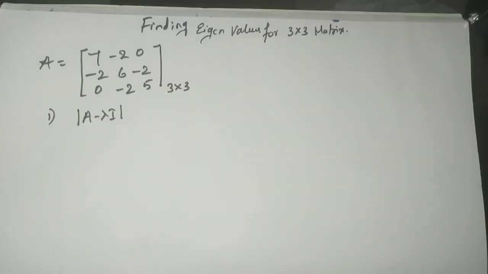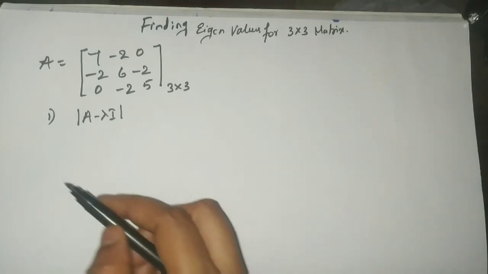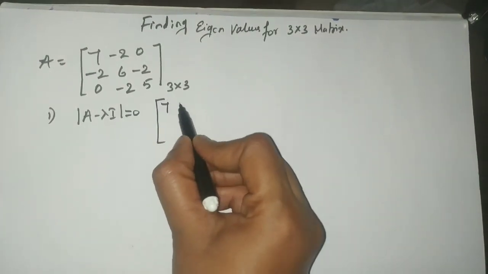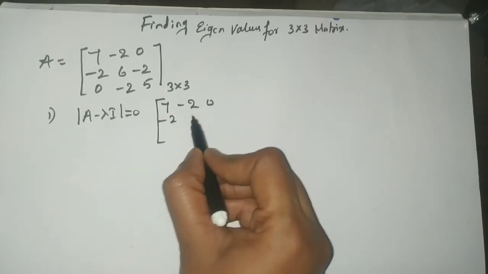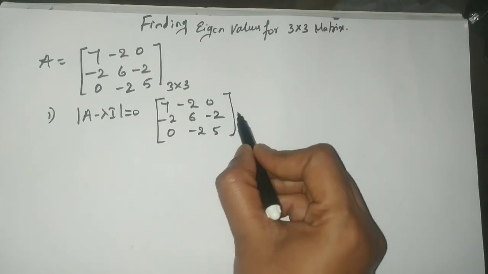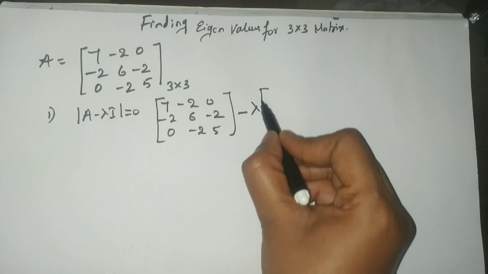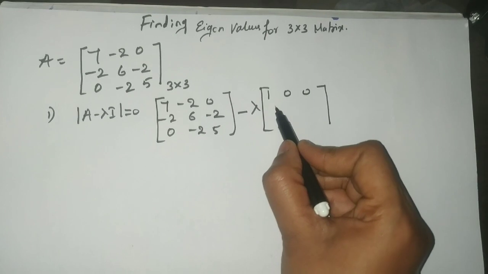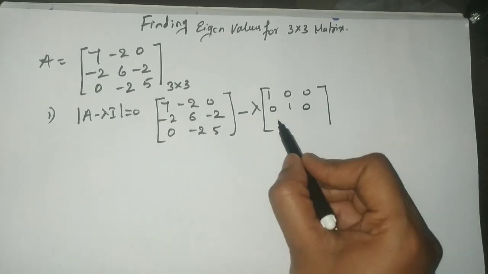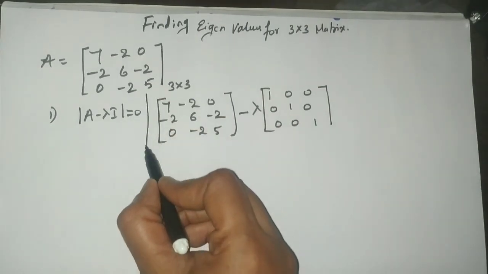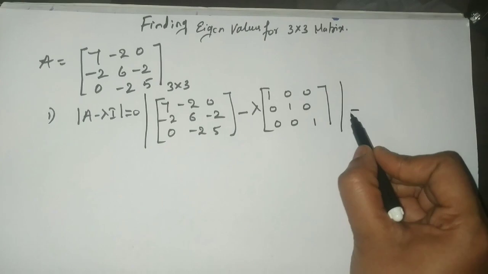Now let us start solving this matrix by the characteristic equation. Determinant of A minus lambda I is equal to 0. So take the matrix A: 7, minus 2, 0; minus 2, 6, minus 2; 0, minus 2, 5, minus lambda times the identity matrix. Here we have a 3 cross 3 matrix, so it is the identity matrix of order 3 cross 3: 1 0 0, 0 1 0 and 0 0 1. Ultimately you need to find the determinant of this matrix.